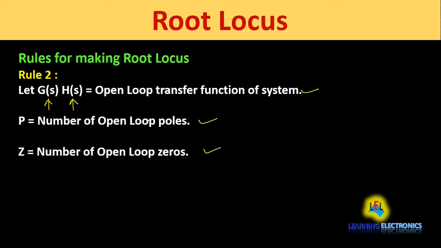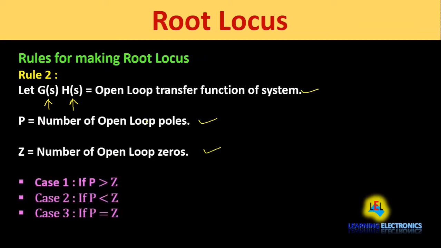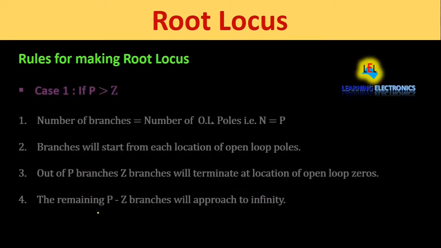So in rule number 2, we have three cases. The first case is when the number of open loop poles is greater than the number of open loop zeros, and the second case is when the number of open loop poles is smaller than the number of open loop zeros, and the third case is when the number of open loop poles is equal to the number of open loop zeros. So first we will study case number 1.